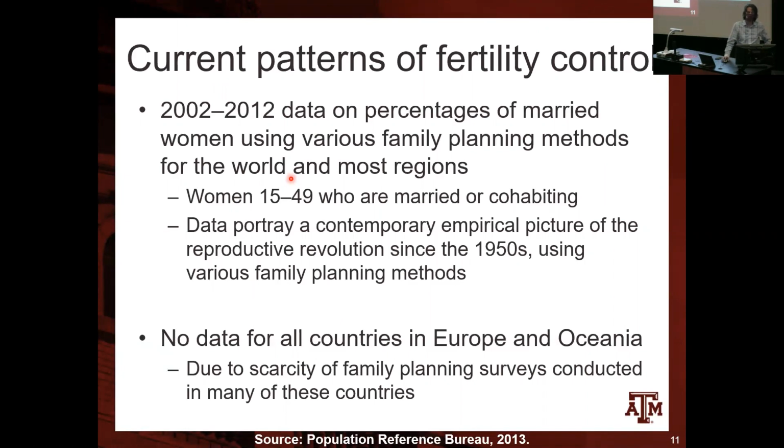Usually when we do this analysis of contraceptive use, we focus on women between 15 and 49 years of age, as we have been seeing throughout the whole semester, women within reproductive ages. The data portray a contemporary empirical picture of the reproductive revolution since the 1950s, using various family planning methods. In this table, there is no data for Europe and Oceania due to scarcity of family planning surveys conducted in many of these countries.